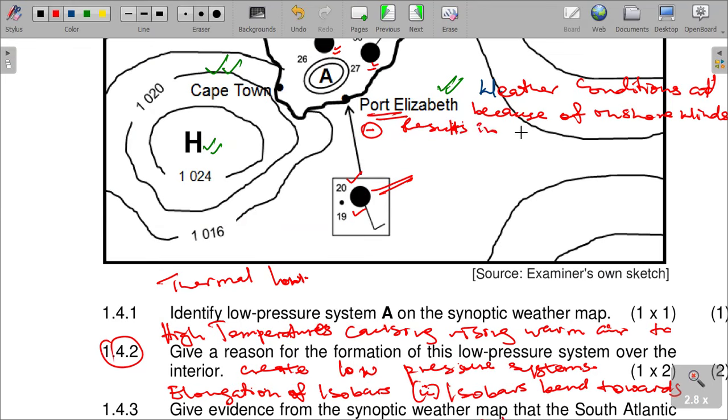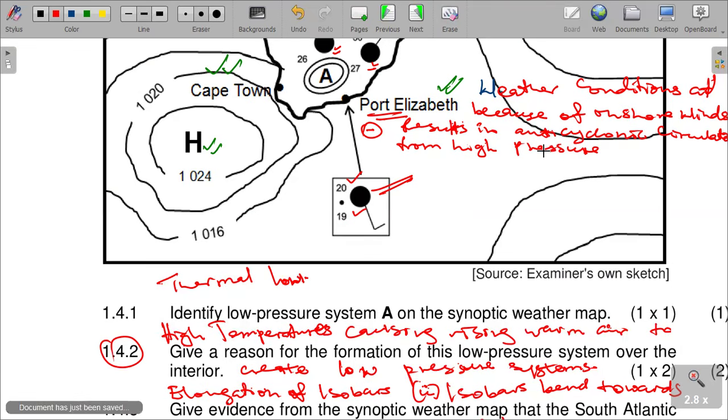It results in anticyclonic circulation from the high pressure. That is the weather condition at Port Elizabeth because of onshore winds. It results in anticyclonic circulation because of the high pressure.